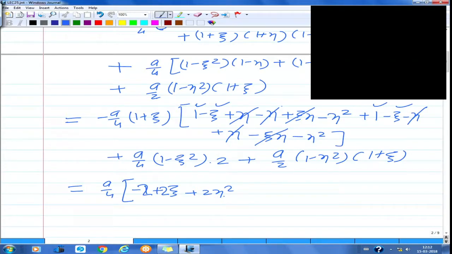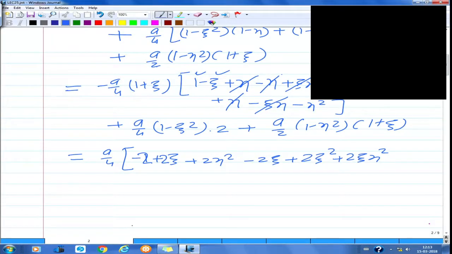Okay, and then you multiply that with minus xi, so you will get minus 2 xi, and then plus 2 xi square and plus 2 xi eta square. Pardon? So what is the final expression after the simplification?